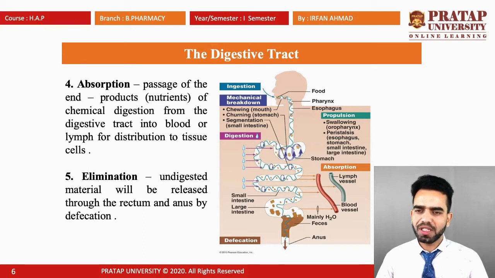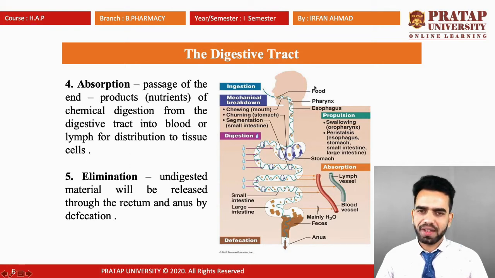So absorption, in simple terms, means the passage through the small intestine into the bloodstream. Now, next is elimination. The absorbed food goes into the bloodstream, and there is some amount of food that is not digested in our body. That undigested food will be released through the rectum by a process called defecation. That eliminates the waste products from our body, and that is called elimination.